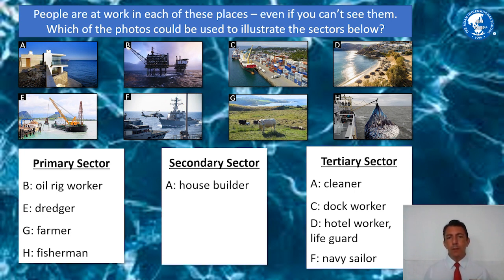So we only had one secondary sector here. Can you think of any other secondary sector jobs we might find along the coast, but I haven't illustrated here? Well, one could be a fish processor. So after those fish are caught, they're brought into the coast where they need to be processed. They're going to be prepared to be sold for food later.